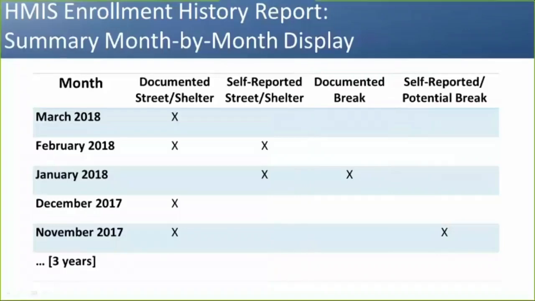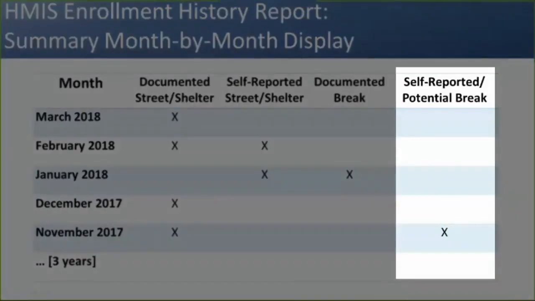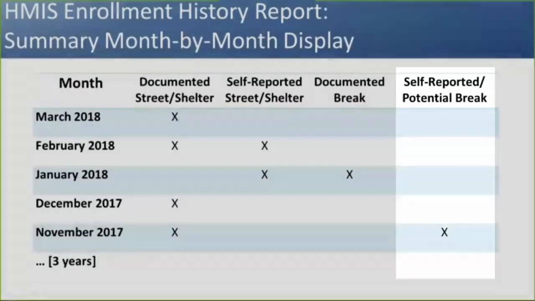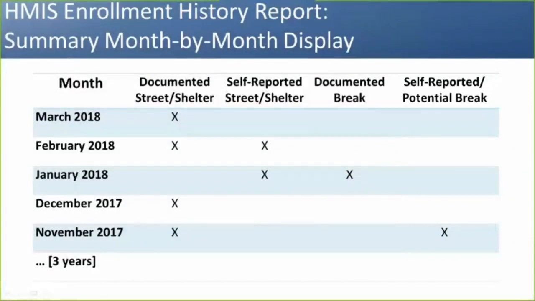Additional documented breaks identified in the report can help support that, along with the 4th column showing self-reported or potential breaks. This column is used to indicate that the client's response to the living situation data element at 1 or more project entries in the 3-year period indicates a non-street or shelter living situation which lasted long enough to meet the definition of a break. These responses may not be entirely accurate and should not be considered hard evidence of a break, but they can help the client recall additional periods of living in non-street or shelter situations.